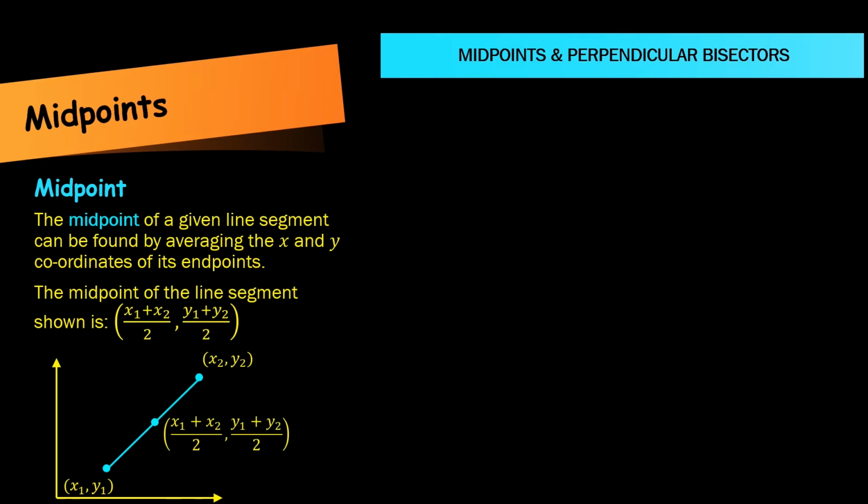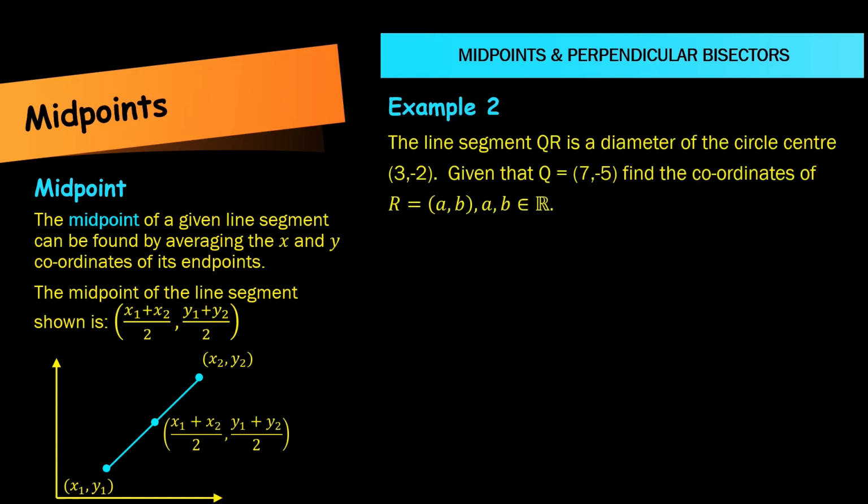Now let's take a look at another example. Pause the video and have a go. Press play when you're ready to view the solution. So example 2 states the line segment QR is the diameter of the circle centre (3, -2). Given that Q equals (7, -5), find the coordinates of R, which equals (a, b), where a and b are both in the real numbers.